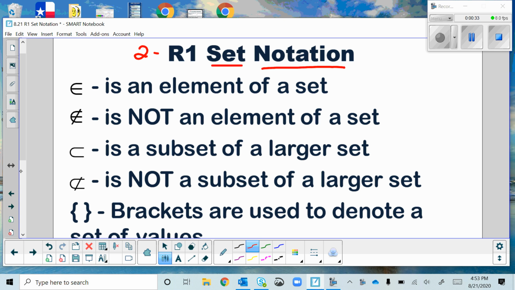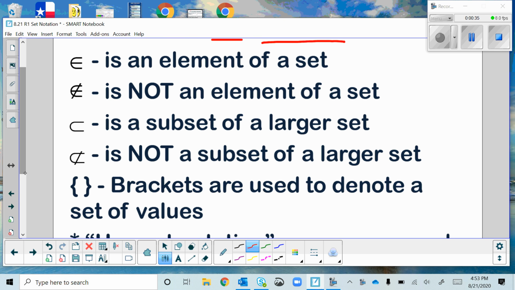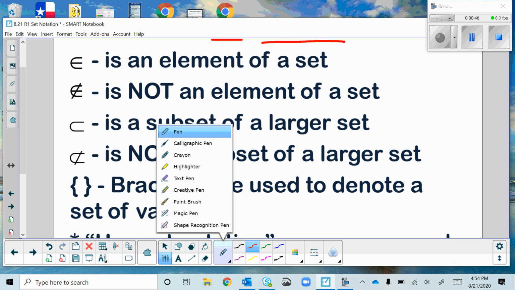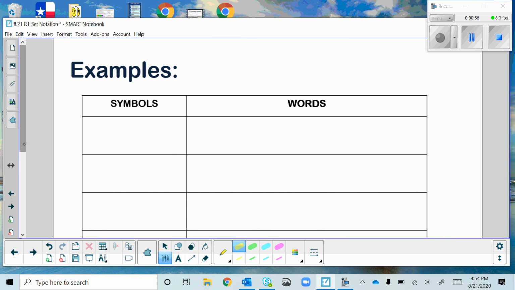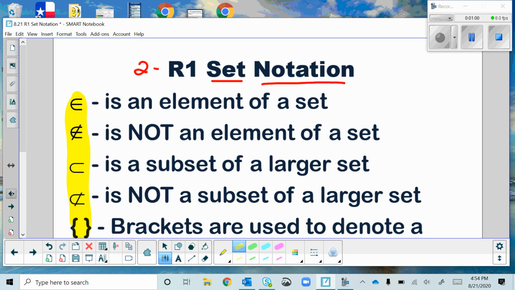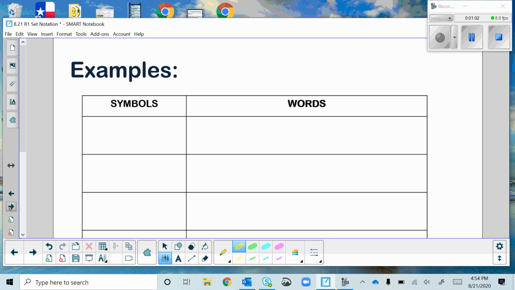And we'll be talking about how you can talk about only one thing from that set, which we would call an element. And we're going to talk about how you can consider small groups of a larger group, which we call subsets, and how these symbols here can be used to write that information down. So don't worry about all these words right here. I'm about to talk about all that as we fill out this table.